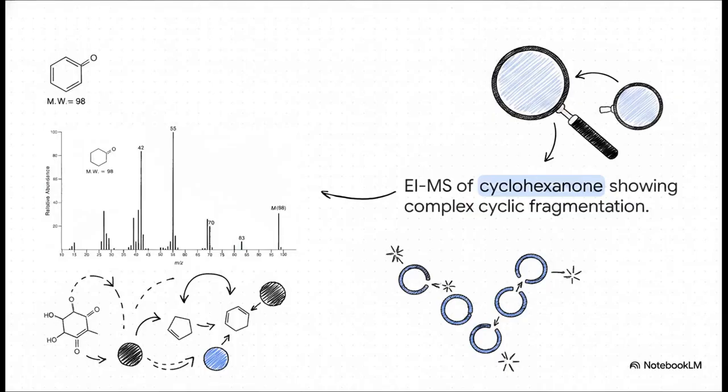Take cyclohexanone, for example. Cyclic compounds don't just snap in half. They undergo these complex eliminations that create highly distinctive scatter patterns. You can clearly see these dominant fragment peaks at 55 and 42 here. Those are pointing directly to the structural acrobatics happening as the ring opens up and those neutral fragments are ejected.